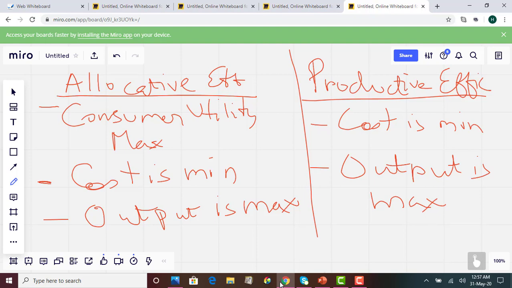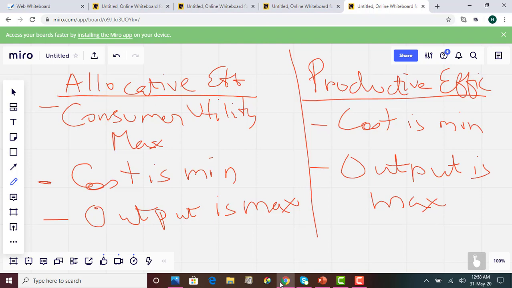And under productive efficiency, we do not know if consumer satisfaction has been maximized, or in reality consumer satisfaction has not been maximized. Producers can be efficient on their side, but consumers might not want that good. So in that case, we will have productive efficiency.